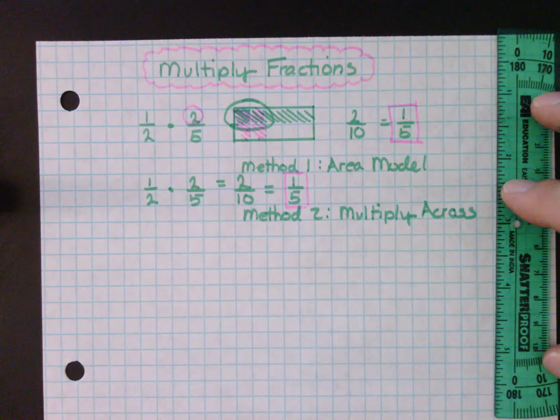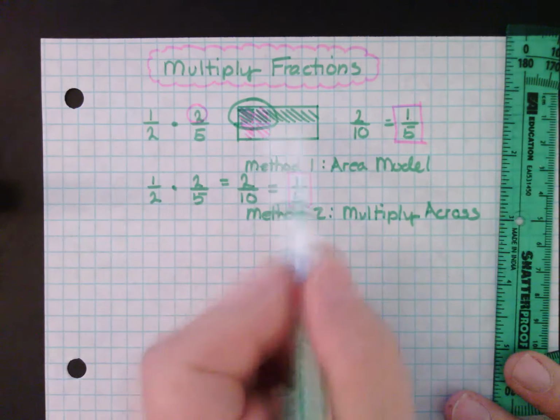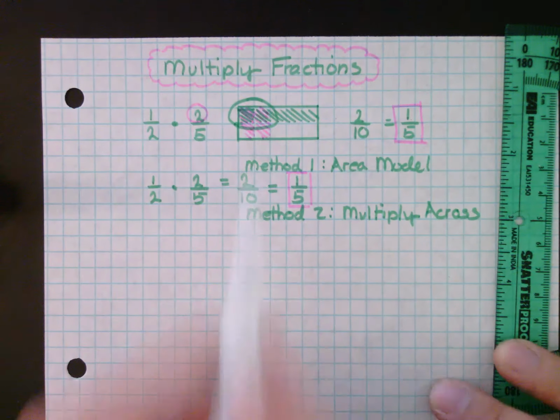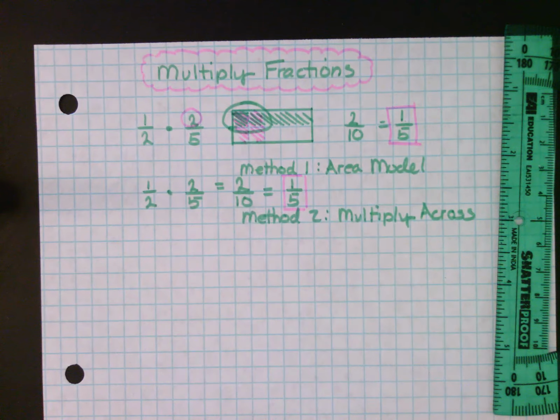Okay? So you can see how these two relate to each other. So visual learners can use an area model to understand why it's only those two that overlap out of the total 10 pieces that gets created from multiplying. Or you can just multiply across once you understand that.